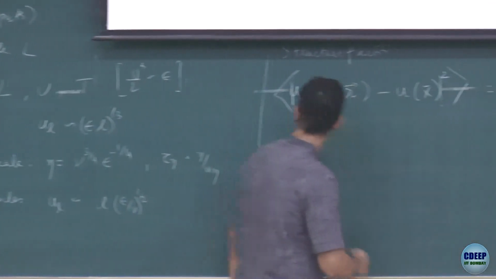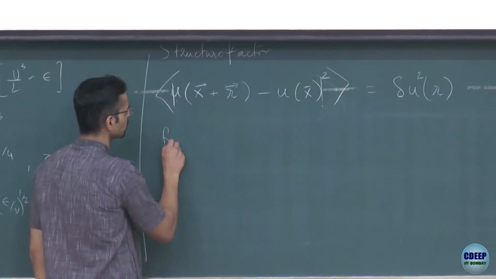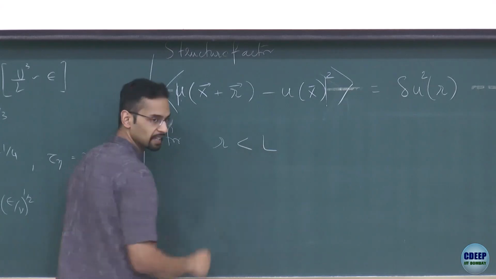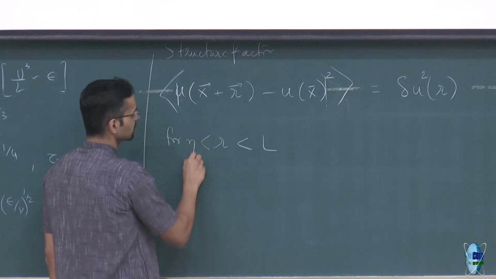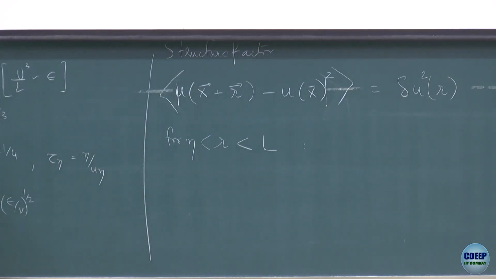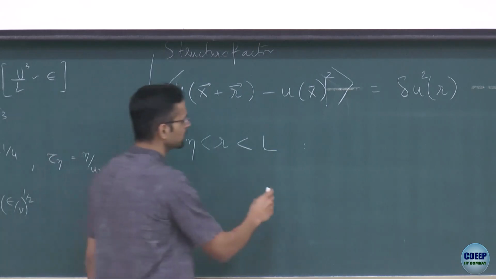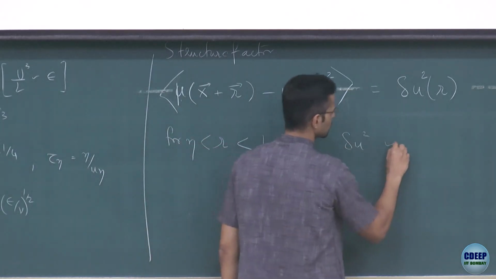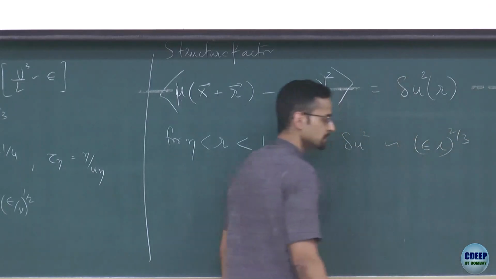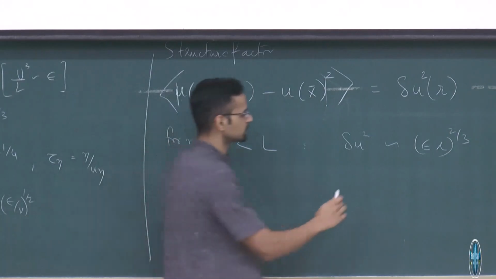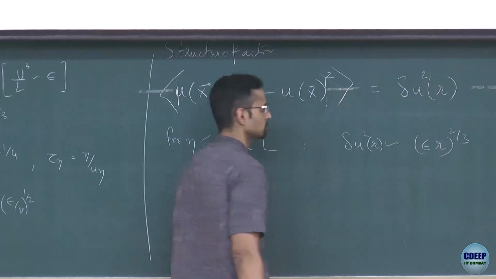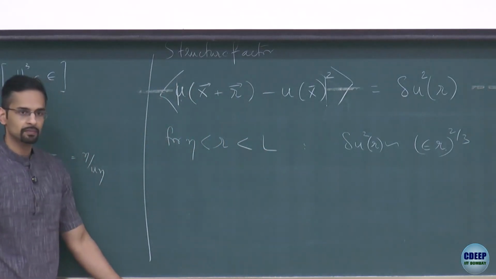Now, based on this scaling, in the inertial range, so for r less than the large scale capital L, but greater than eta, what I would expect, given that the u difference goes like 1/3, is that the second order structure factor goes like epsilon to the 2/3, L to the 2/3, r, sorry, to the 2/3, within the inertial range.